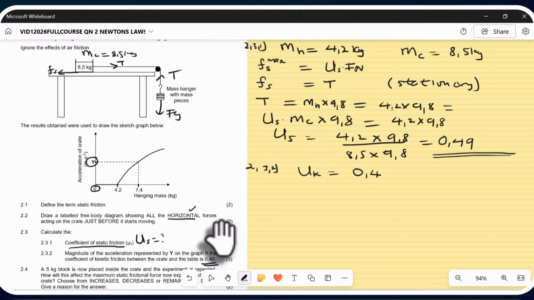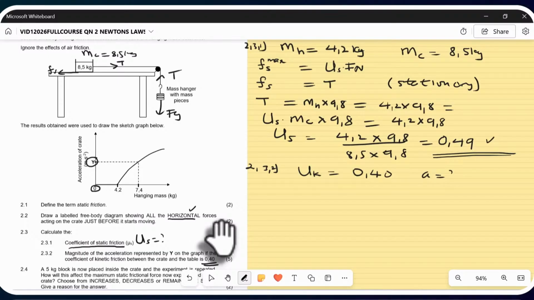Then they say here, looking for the acceleration. All right, so now this time, the crate is not stationary and the mass hanger is not stationary, so F net equals m a must be applied from Newton's second law of motion.